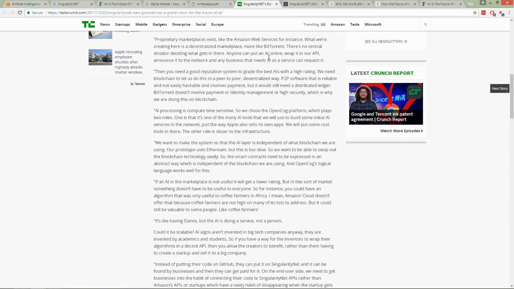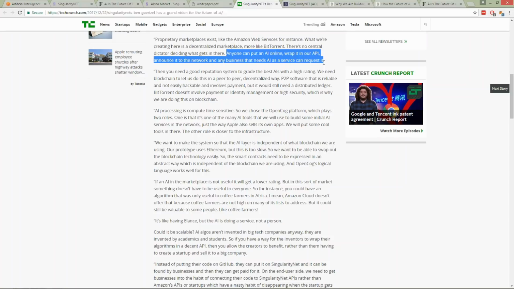So he talks about Amazon Web Services, and he says that what they're trying to create is a decentralized marketplace, more like a place like BitTorrent. So there wouldn't be any central person who dictates what happens on the marketplace. Pretty much anyone can develop a piece of AI, wrap it in the API, and then get it out to the network. So again, that would just lower the barrier of entry. It would lower overhead costs for developers.